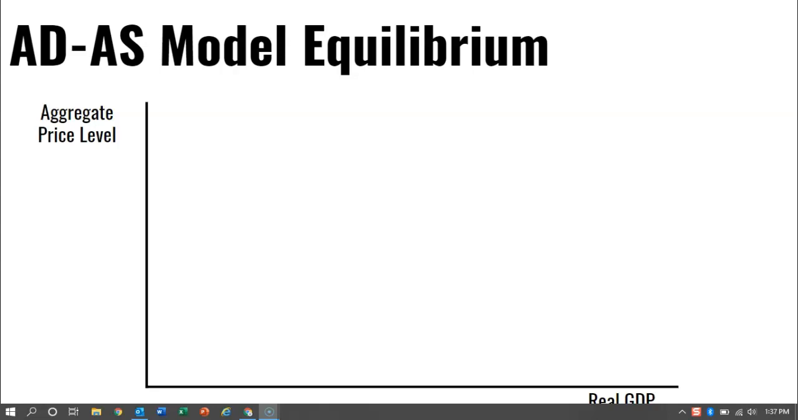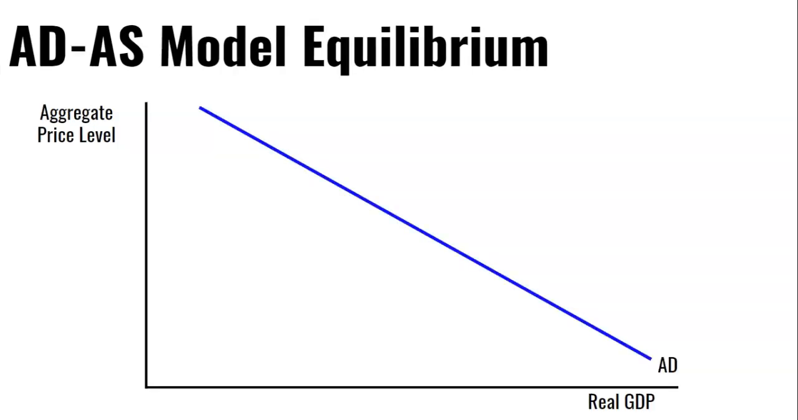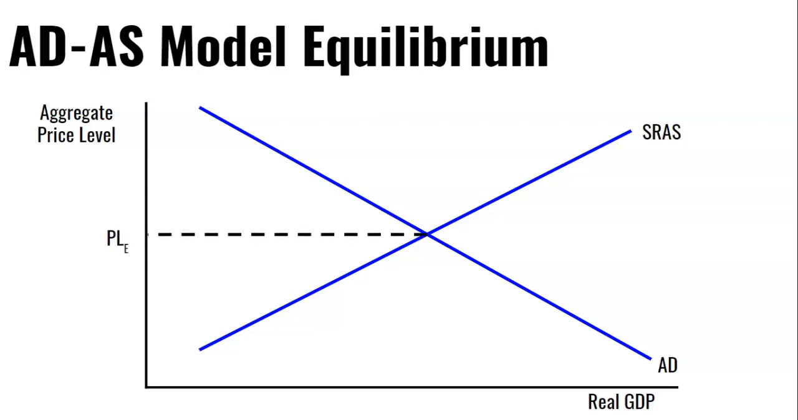The horizontal axis is real GDP. So it's measuring the value of all goods and services in the economy, all new goods and services being produced in a given year. And then we have the aggregate demand curve, which is downward sloping, and we'll talk about that today. Then we have what's known as the short-run aggregate supply curve, which we'll talk about in another video. Where those two curves intersect is where we find equilibrium, at least in the short run.